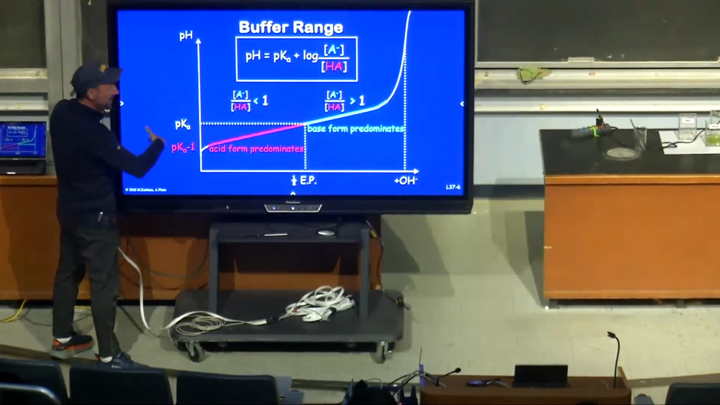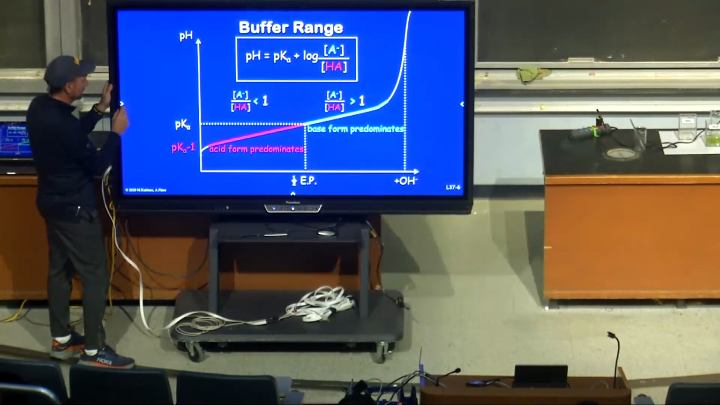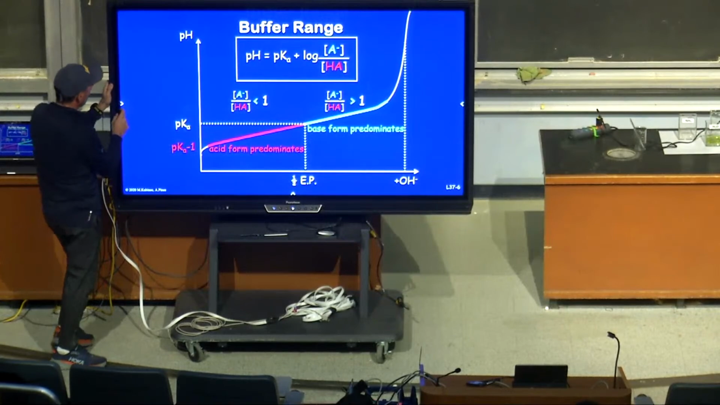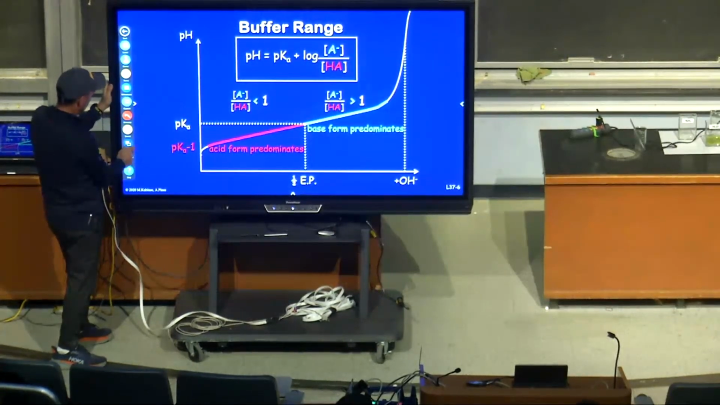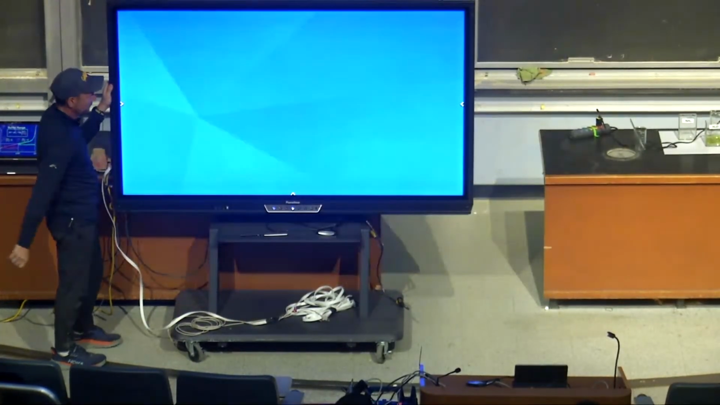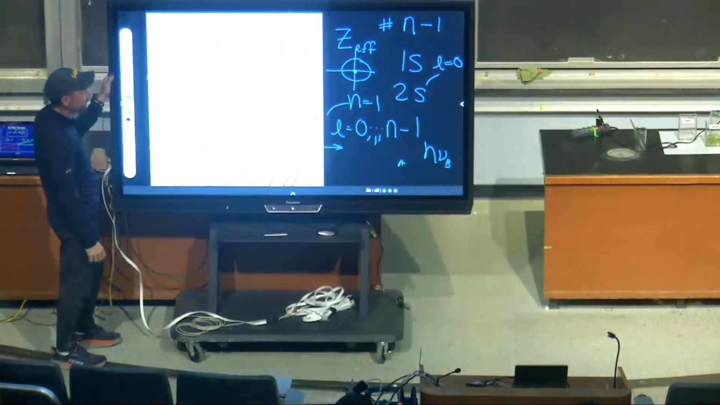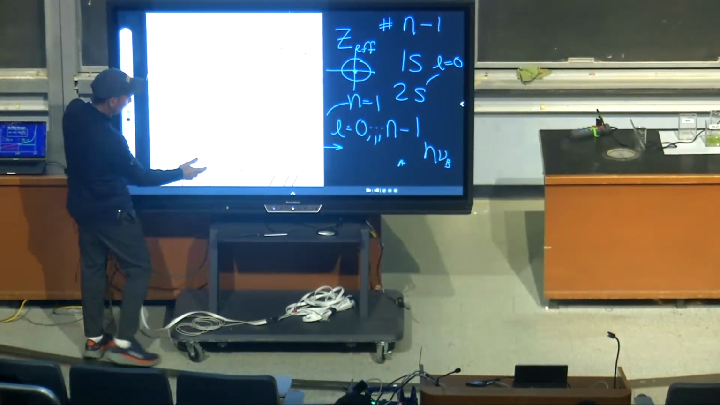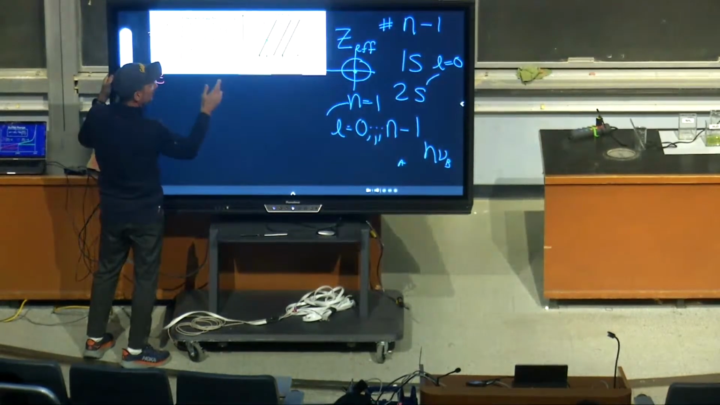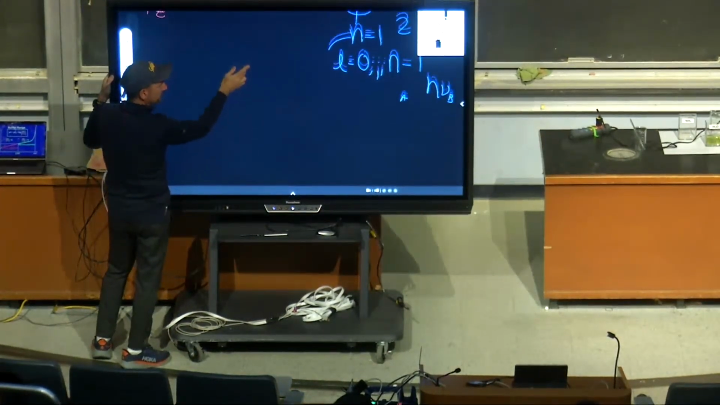And you can sketch out any titration curve now. Let's just do that right now as an exercise. I can sketch out any titration curve I want. Holy mackerel. What's all this? This is discussion from many moons ago.